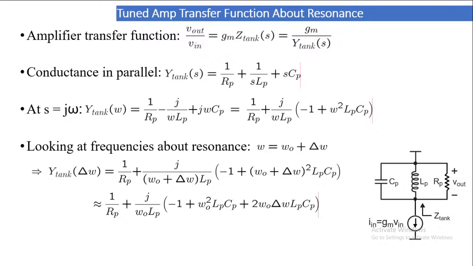V out by V in is equal to gm into Z tank. Z tank is the impedance of the tank circuit. So gm into Z tank is equal to gm by Y tank, because Z is equal to 1 by Y. So V out by V in is equal to gm by Y tank. Now conductance is in parallel. When conductance is in parallel, look at the parallel resonance circuit that is given below.